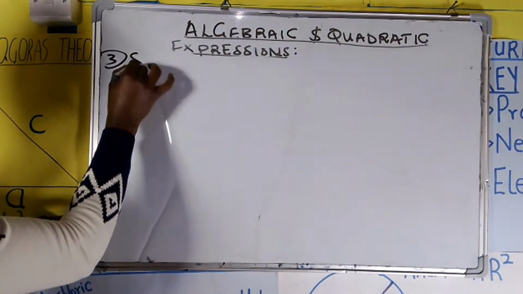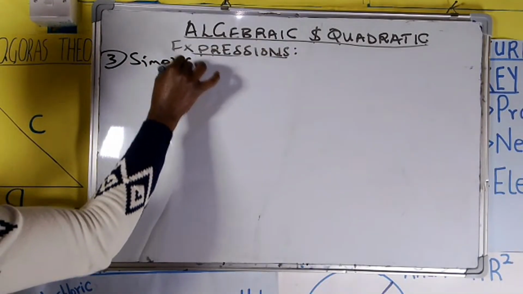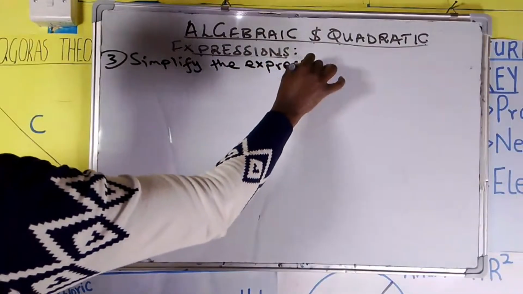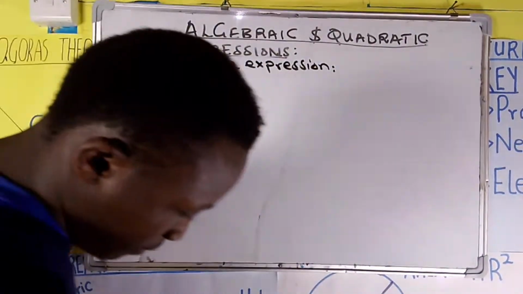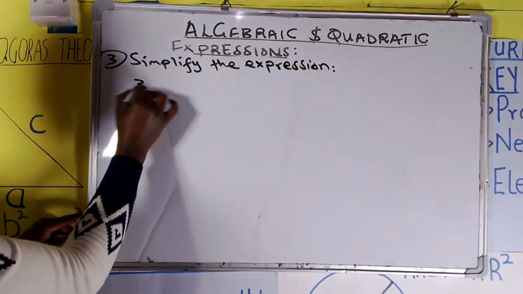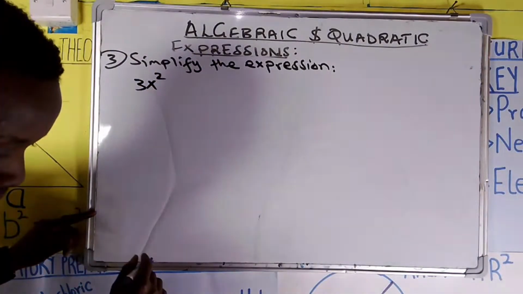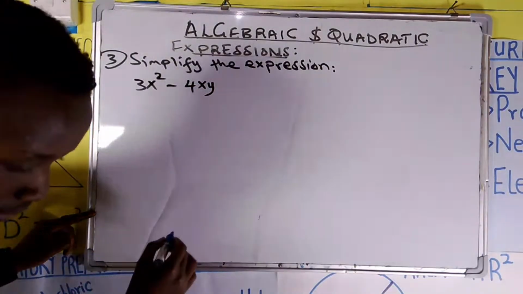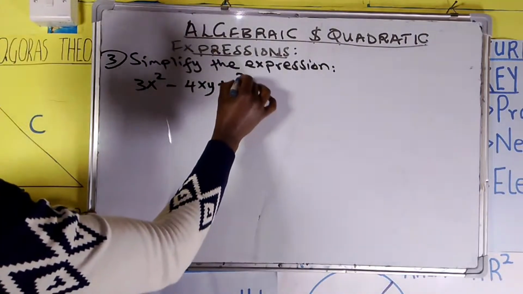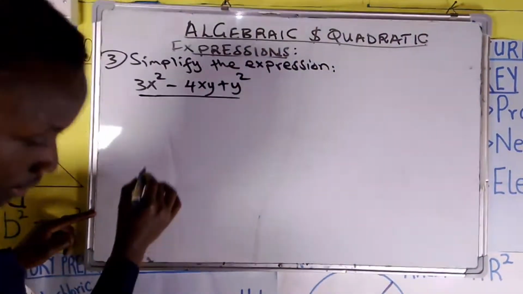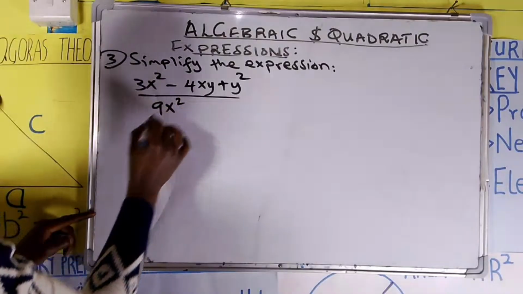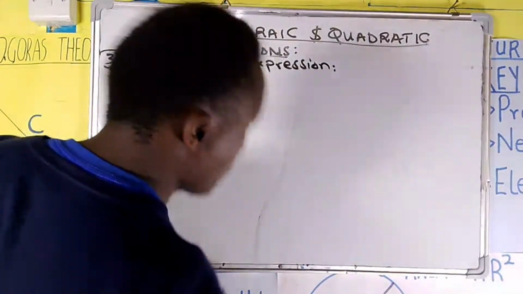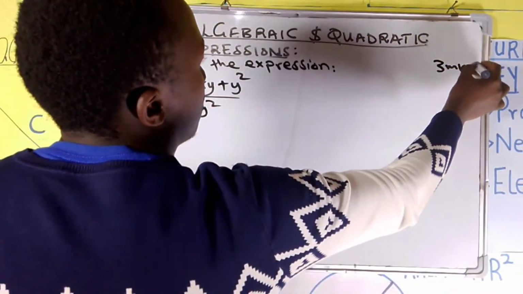Number 3. Simplify the expression 3x squared minus 4xy plus y squared over 9x squared minus y squared. 3 marks.